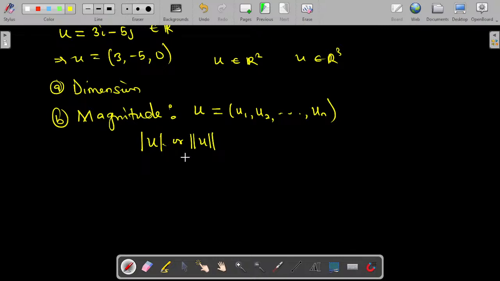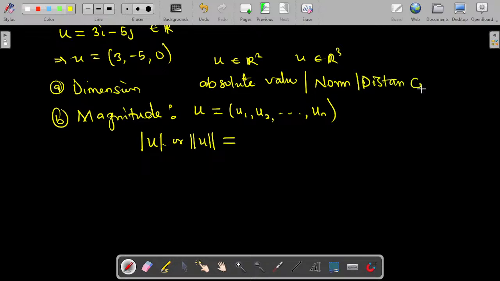So this stands for the magnitude of u. And magnitude also has other names. You can call it magnitude, or the absolute value, or the norm, or you can even call it the distance, or the length. All of these are the same thing.